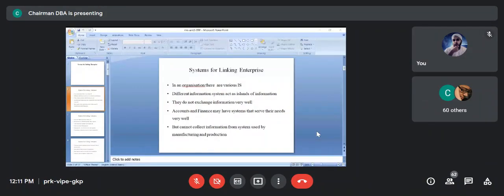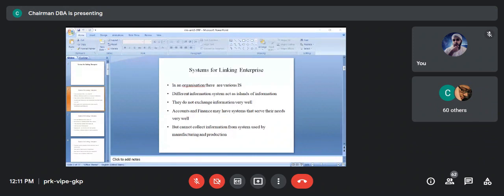Now, before we move on to ERP systems, let me just brief you on why it is necessary to link information systems in an organization. In an organization, there are various information systems. Like we have discussed earlier, there are three levels.